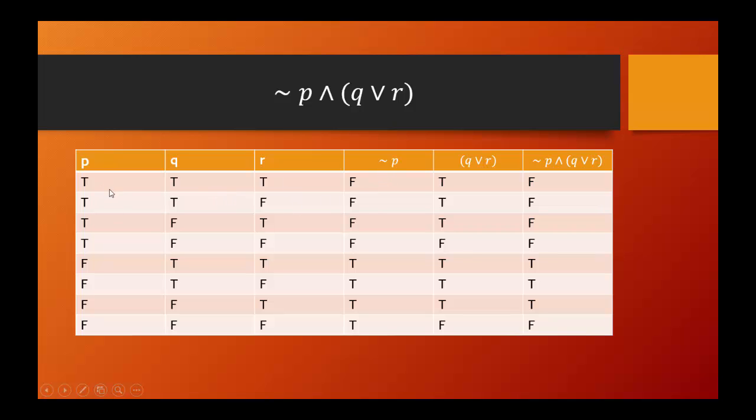Not P, I flip the P, so now I have 4 falses and 4 trues. Q or R, I'm going through here, so this was true, true, true, false, true, true, true, false. And you can see that repetition here. The last part was to put it together with and. But and says I need all true, so false, false, false, false makes these all false. And then I can see true, true, true, and then the last one false.